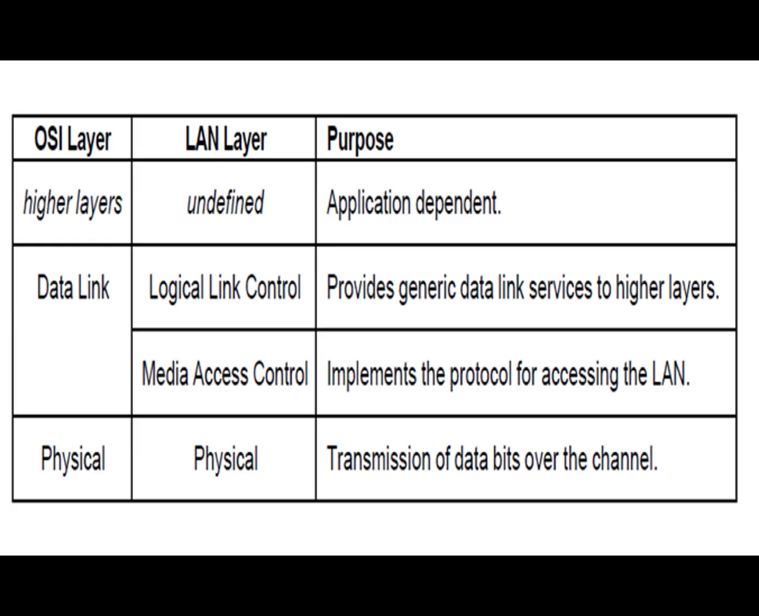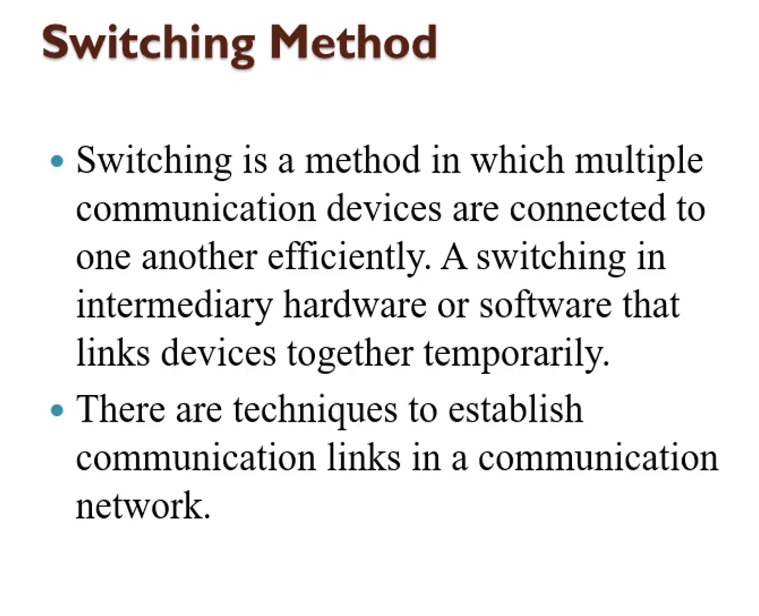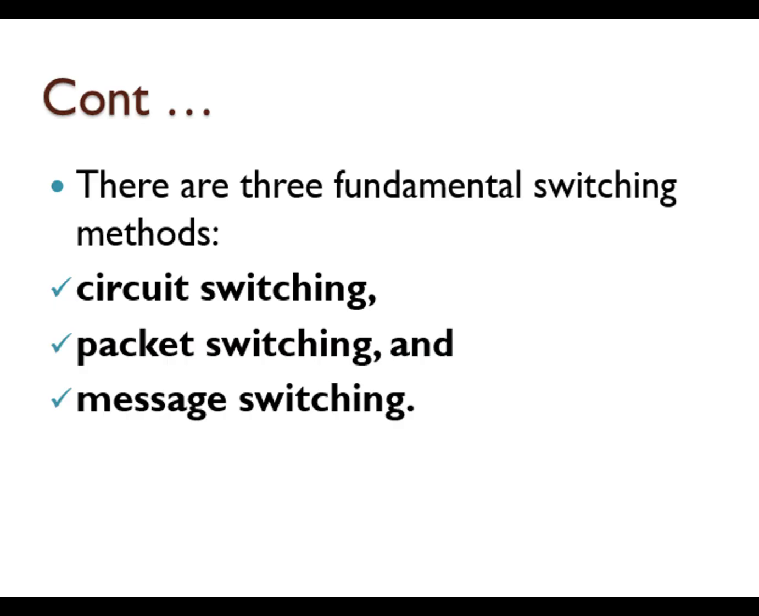Switching method. Switching is a method in which multiple communication devices are connected to one another efficiently. A switch is intermediary hardware or software that links devices together temporarily. There are techniques to establish communication links in a communication network. There are 3 fundamental switching methods: circuit switching, packet switching, and message switching.